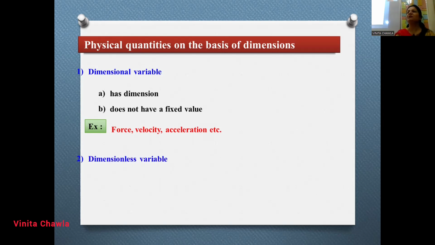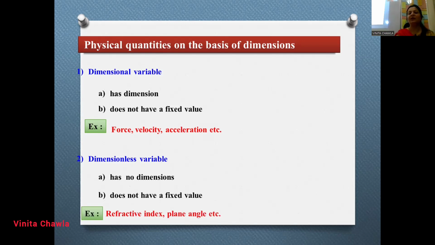Second category is dimensionless variable. They are variable, but they are dimensionless. We have just studied two dimensionless variables in the previous exercise. One was relative density. Relative density is a variable, but it is dimensionless. And second is strain. Okay. Yes. Angle has no dimensions and does not have a fixed value. Okay. For example, refractive index, plane angle, etc.